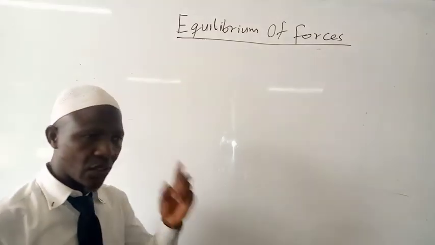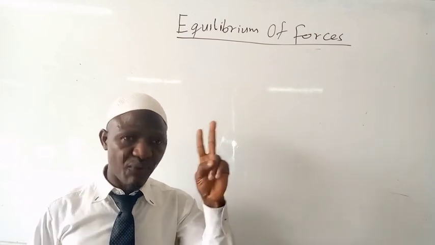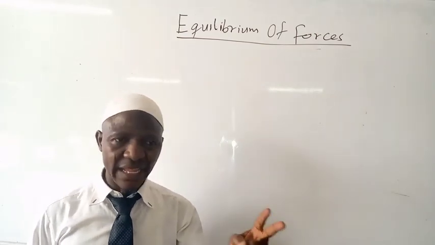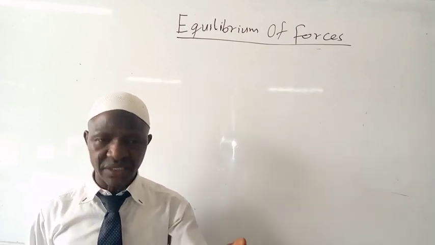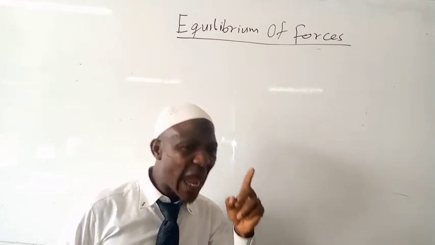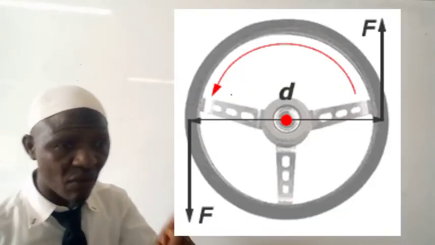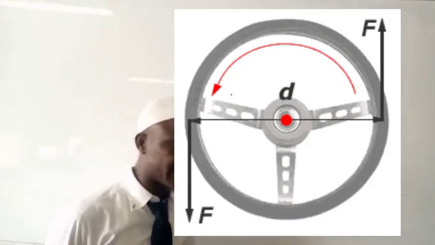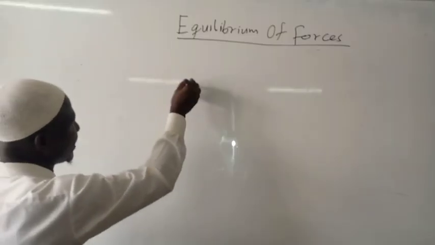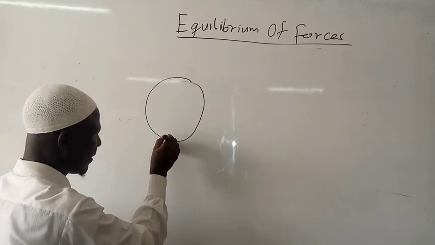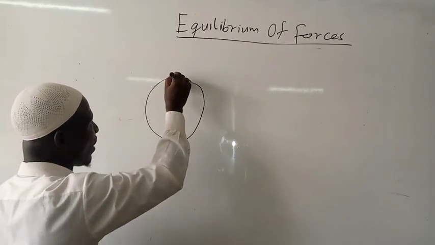Take note, couple is a system of two forces. They are equal, they are parallel, they are opposite, but they are not acting in the same line of action. That is, their lines of action are different. So if you have one force here, then another one here.